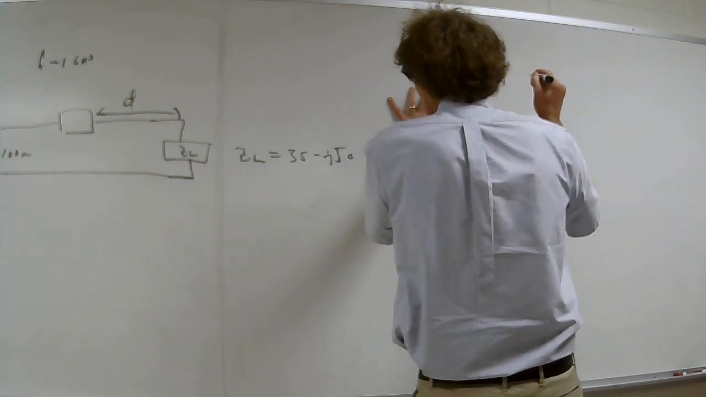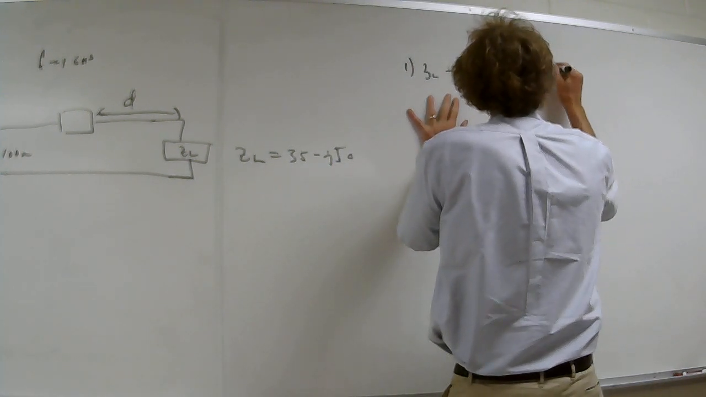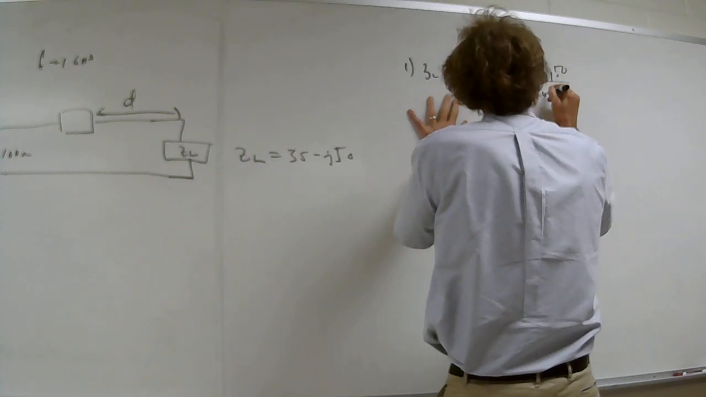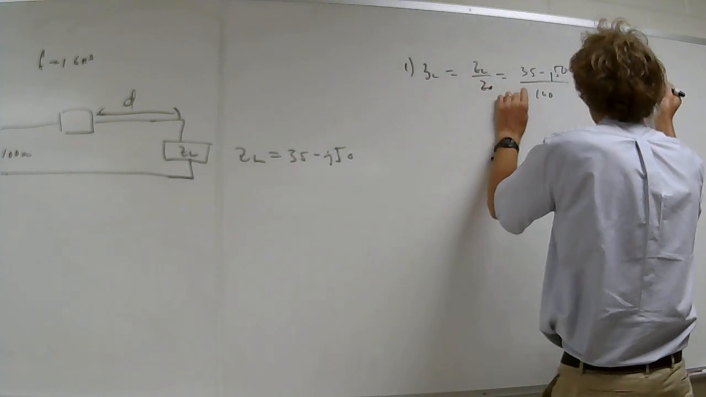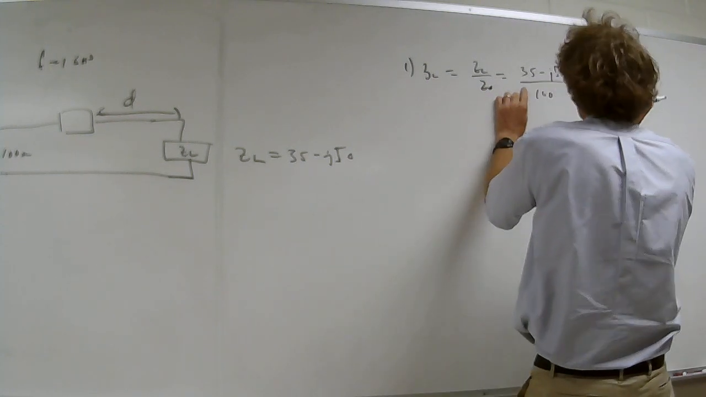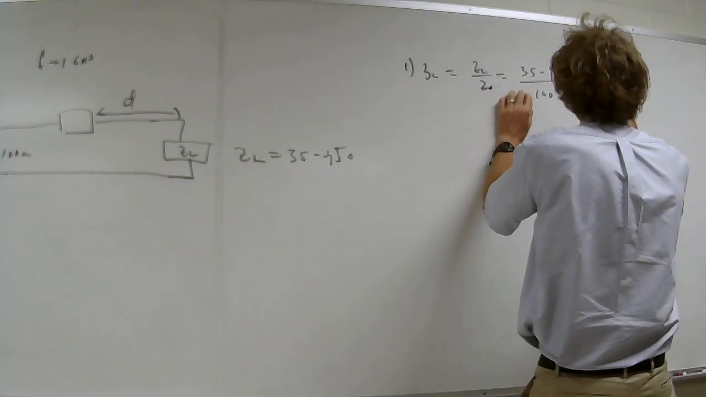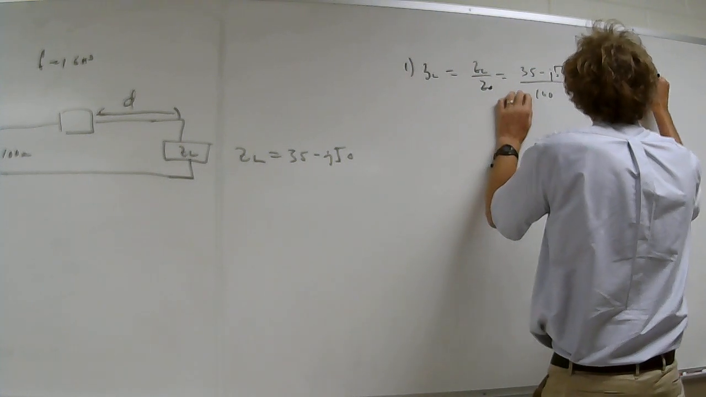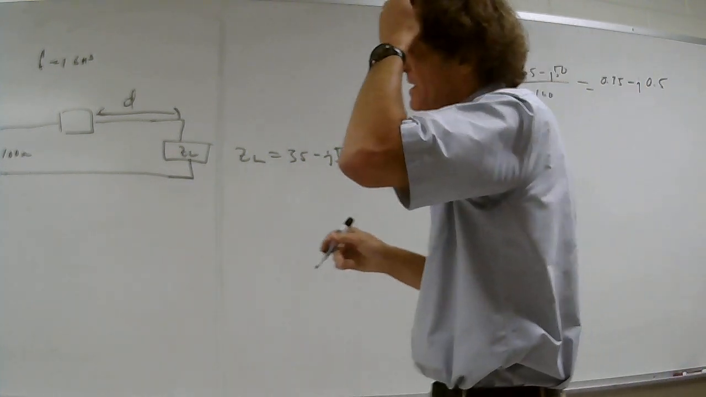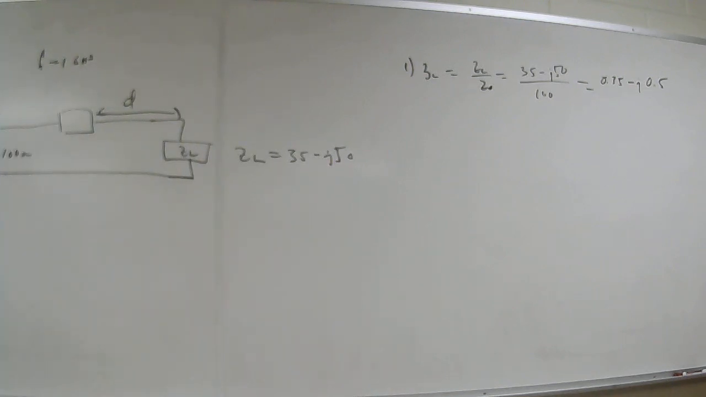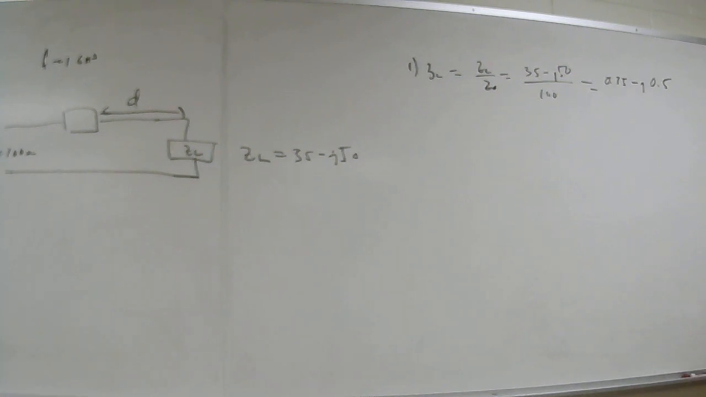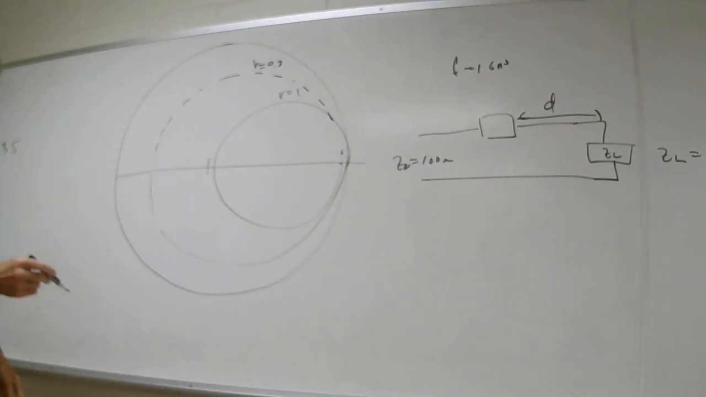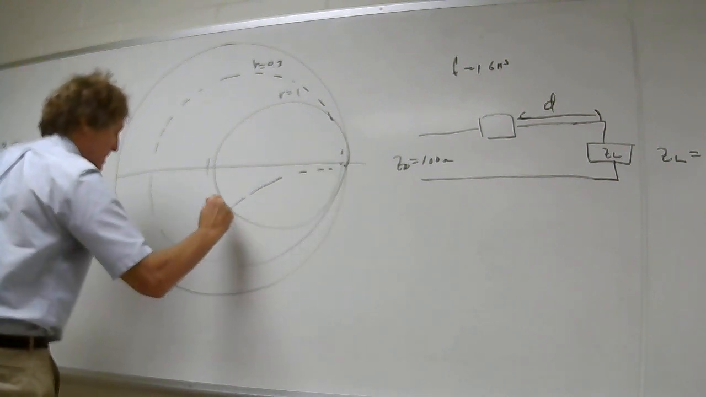and that's equal to 35 minus j50 over 100. So that's going to be 0.35 minus j0.5. So 0.35 is a circle. If this is R equals 1, 0.35 is about that big. Take a look and see if you can find it. And then we have minus j0.5, so about here is that trajectory.